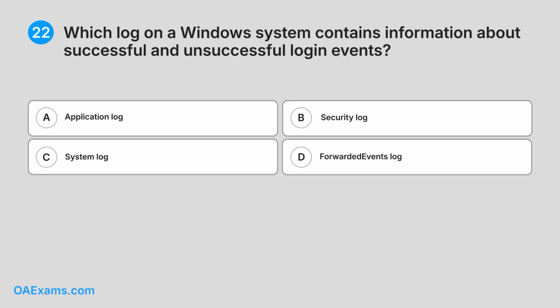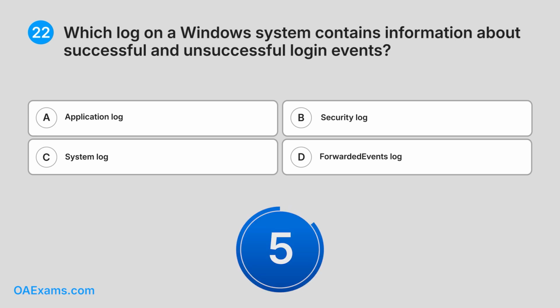22. Which log on a Windows system contains information about successful and unsuccessful login events? A. Application log. B. Security log. C. System log. D. Forwarded events log. What do you think is the answer?